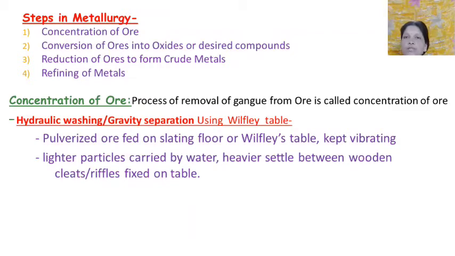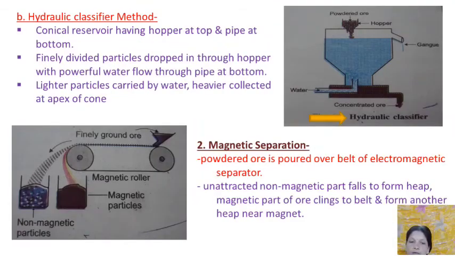Now concentration of ore is done by various kinds of methods. Hydraulic washing, which is also called gravity separation, using Wilfley table. It is a Wilfley table, having a slanting type of table, in which scratches are there. So pulverized, that means finely powdered ore is fed on the slanting plane of the Wilfley table and kept vibrating. Lighter particles are carried by water, heavier particles settle between the wooden ripples fixed on the table. So in this way pulverized ore is concentrated.